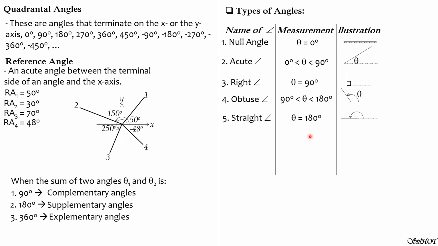Then we have the reflex angle, which is an angle between 180 degrees and 360 degrees. That's the reflex. So let's illustrate that as shown in the figure. So that's the reflex angle. Then finally we have the full angle or perigon, and theta is 360 degrees as shown in the figure.